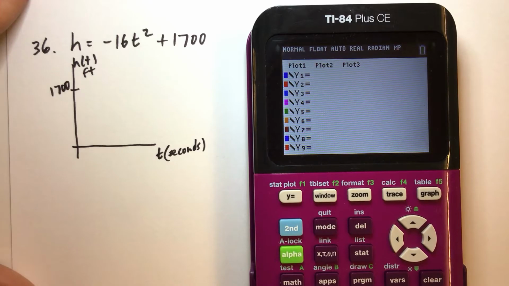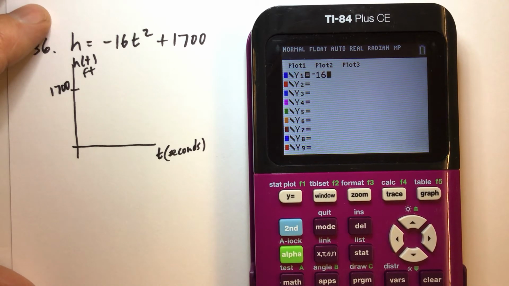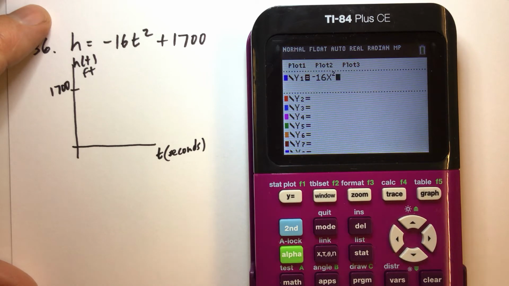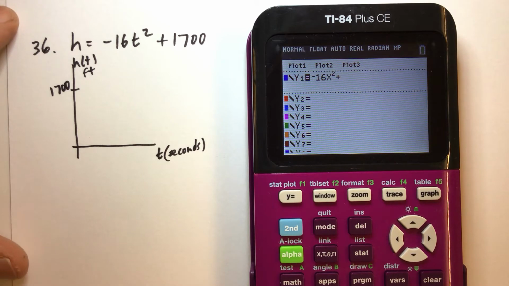Okay, that's much better. So what we're going to do here is type in negative 16 t squared. I know I don't have a t on my calculator, so we're just going to use x for the t. So the x on the calculator is the t in the problem. We have this function that gives an object's height in feet at t seconds. What does the constant 1700 tell you about the height of the object?